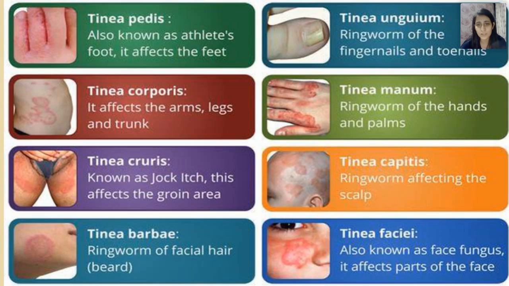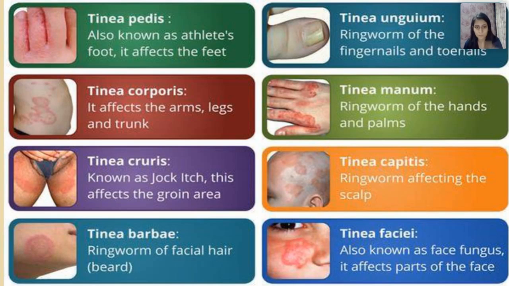Then next is tinea manuum, the ringworm of hands and palms, where the hands or the palm are affected with this type of rash. And then tinea capitis is when it occurs over the scalp region. See the bald child picture, having circular lesions and rashes, clearly showing it is ringworm of the scalp, tinea capitis. Then we have tinea faciei, the face fungus. Whenever tinea occurs over any part of the face except the beard region.